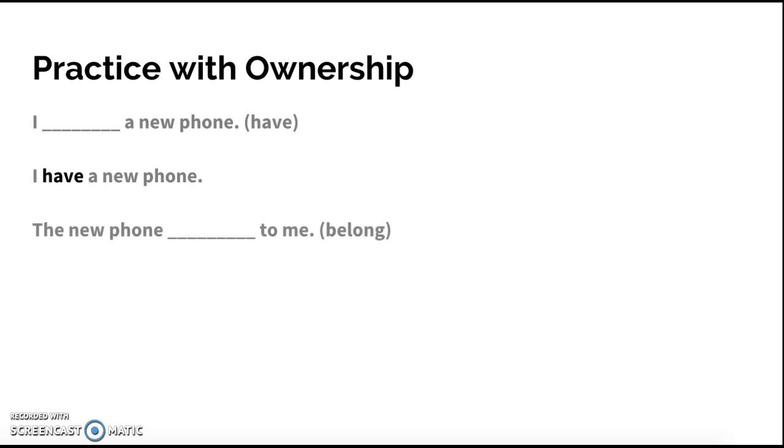The new phone blank to me. The verb belong. Will I put ing? No. We won't put ing on belong because it's a non-action verb. So my only choice is the new phone belongs to me. Simple present. And don't forget that S because phone is singular, and so the singular verb has an S.